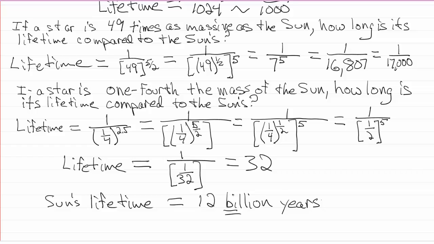The sun's lifetime will actually be about 12 billion years. That's a long time. It's about halfway through that, or a little bit less than halfway through that right now. So this star that's 1/4 as massive, with 32 times that lifetime, you'd multiply 32 times 12 billion years, and you'd get a much longer lifetime for a star that's only 1/4 as massive. Turns out those smaller stars, 1/4 the mass of the sun or less, are actually the most common type, and they're going to be around for a long time.